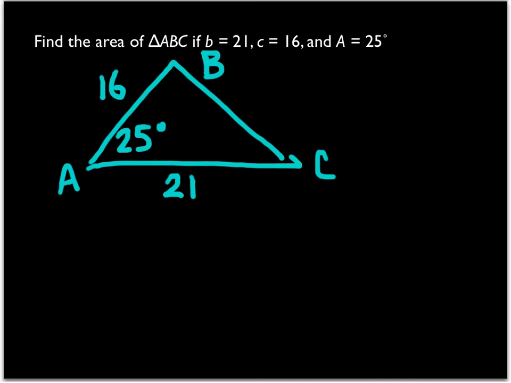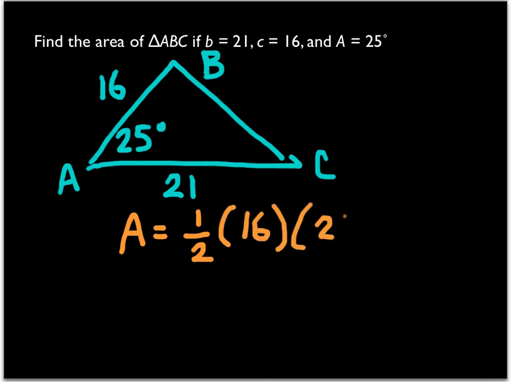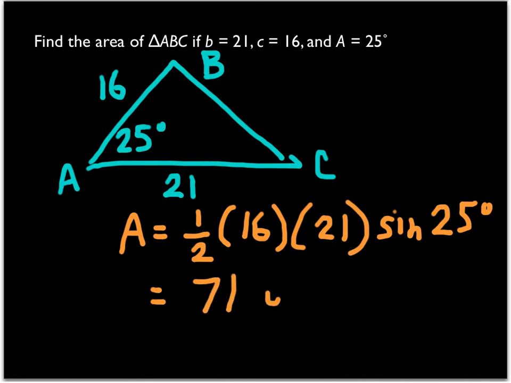So if I go ahead and try to calculate this out according to my new formula now, area equals 1/2. Now instead of base times height, I just use my two sides. So it's going to be 16 times 21 times the sine of that included angle, which is 25 degrees in this case. And if I multiply that out, easy enough, I get about 71 square units. So, pretty nice way to find the area of a triangle using some trigonometry.